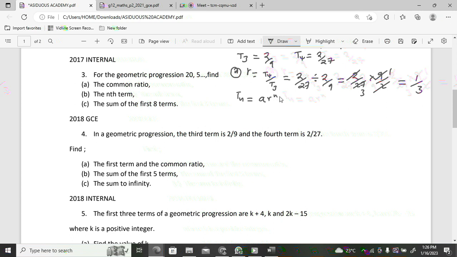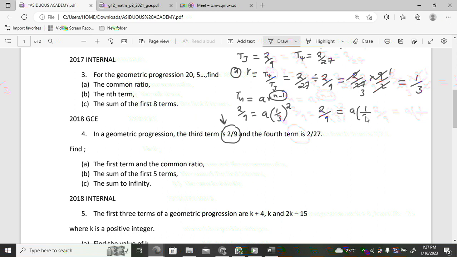Now to find the first term, we can just say any term is equal to a r to the power n minus 1. So let me just talk of the third term since we know the third term. So I'm going to put here, third term is 2 over 9. And that is going to be equal to a. What is the common ratio in this question? It's 1 over 3. Since we're talking about the third term, we're going to put here 3 minus 1, that will give us a 2.